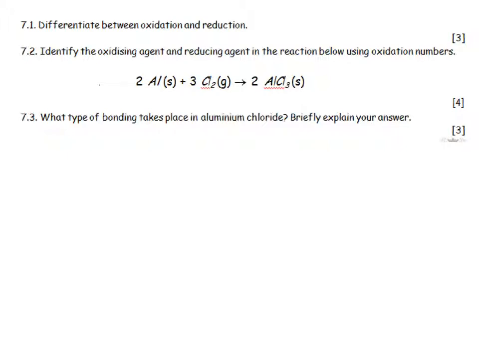Differentiate between oxidation and reduction. Pure definitions. Oxidation is loss of electrons, and reduction is gain of electrons. Identify the oxidizing agent and reducing agent in the reaction below by using oxidation numbers. On its own 0, on its own 0, aluminium is in group 3 so +3, chlorine is in group 7 so -1. If you were to add those up, it becomes +3 -1 -1 -1, and it ends up being overall neutral.